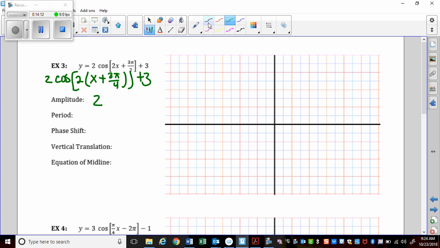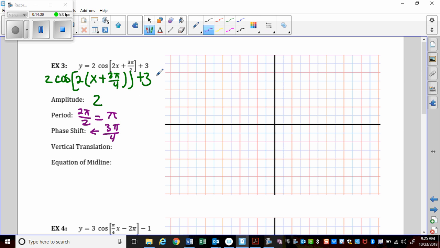I want to show you this one because of the +3. So my period is going to be 2 pi over b, which is 2 pi over, my b is 2. So that's pi. That's pretty cool. My phase shift is this number, 3 pi over 4. But since it's plus, that means I'm going to go to the left, 3 pi over 4. It's the opposite. It's actually -3 pi over 4.